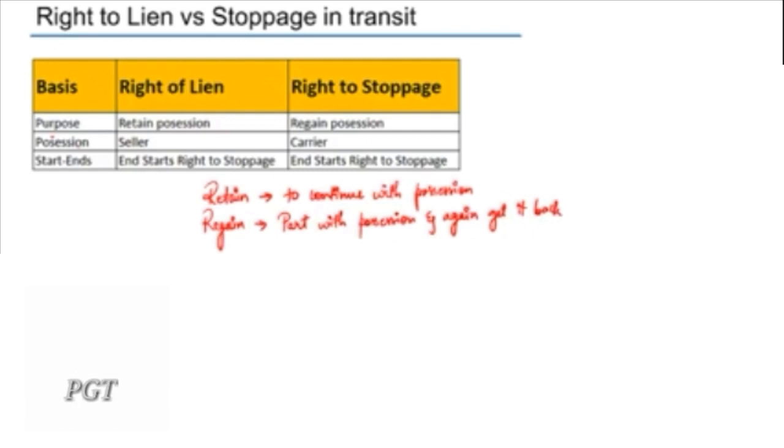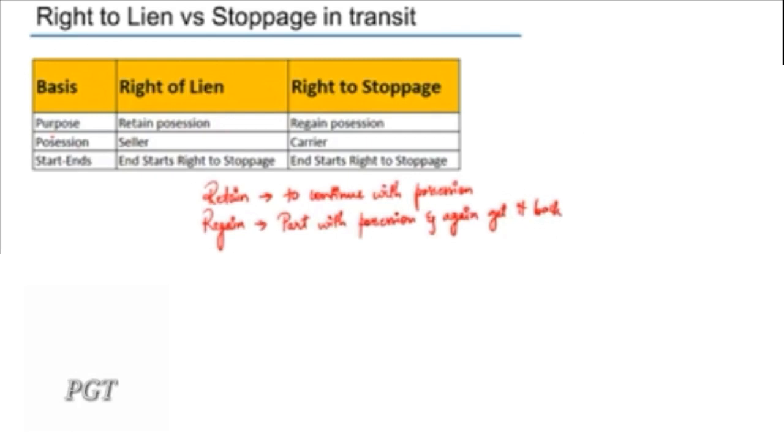So in right to lien, you continue with the possession. You do not make the delivery. You do not give it to the buyer. Whereas in regain, you have parted with the possession. The possession was with you. Now you have given it to the carrier, and then you ask him to stop and come back, and then you again get the possession. This is the difference between retaining and regaining.